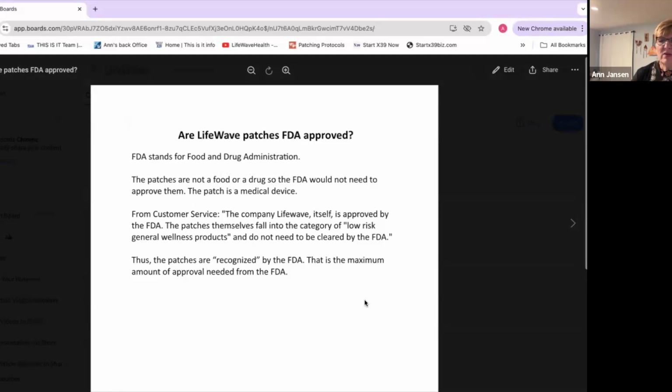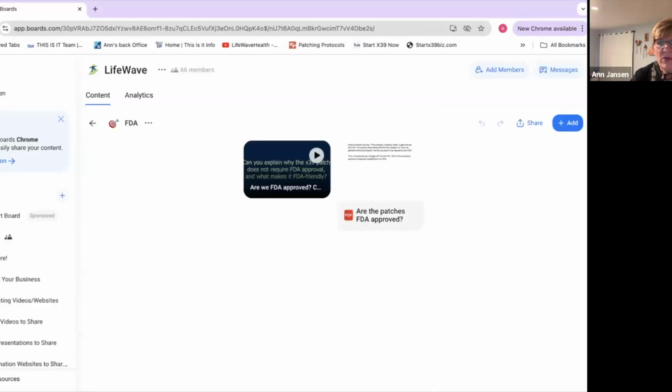The patches themselves fall into a category of low-risk general wellness products and do not need to be cleared by the FDA. Thus, the patches are recognized by the FDA. This is the maximum amount of approval needed from the FDA. So yes, we are recognized. We don't say approved because that's not what we need, but people want to know if the FDA approves this, or what do they think of it? And so then here's a video of David talking about that.